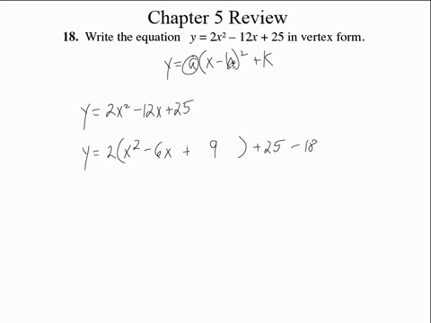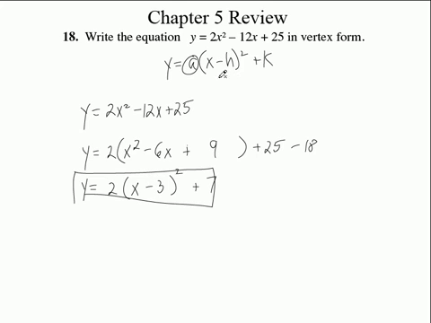Because we wanted to put it into this form. y equals 2 times... Now this is a perfect square. So now I can write it as a perfect square. It's just going to be (x minus 3) squared. And then you just work that out. What is that? 25 minus 18 is 7, plus 7. And there you go. Now it's in vertex form. Now this looks like it's supposed to.